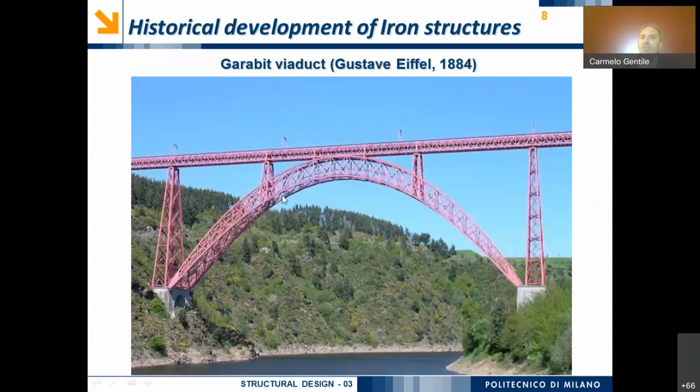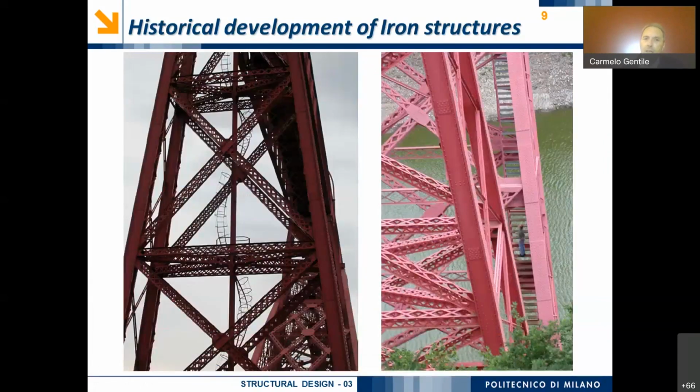Of course, this is a very well-known bridge, the Garabit Viaduct. Maybe some of you have seen a film from several years ago. The title of the film was Cassandra Crossing, with Sophia Loren, if I remember well, and the main actor, in terms of steel construction, in this film was the Garabit Viaduct, which was designed by Gustave Eiffel in 1884. And in this slide you can see some details of the arches.